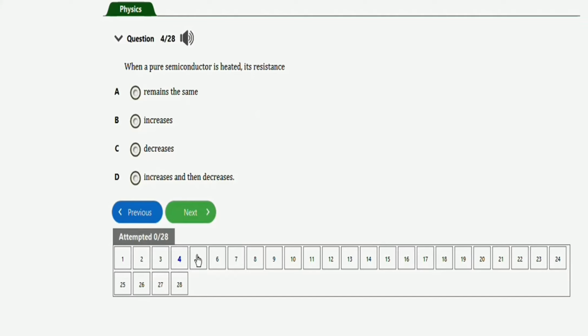Okay, the next question will be this one. It says, which of the following is not an ohmic conductor? We have silver, silicon, copper, metal. So the right option is silicon. Silicon here is a semi-metal, a metalloid, which is not an ohmic conductor. So the right option is option B.